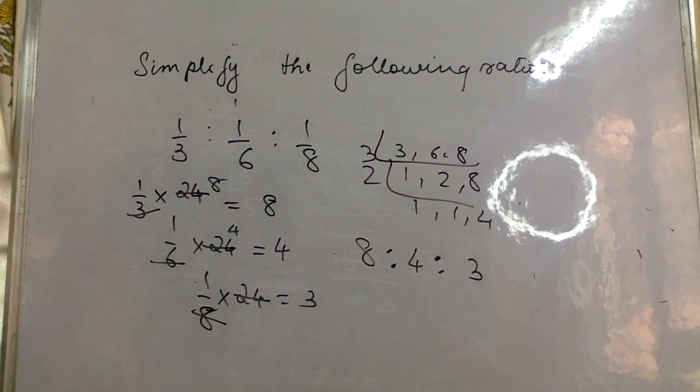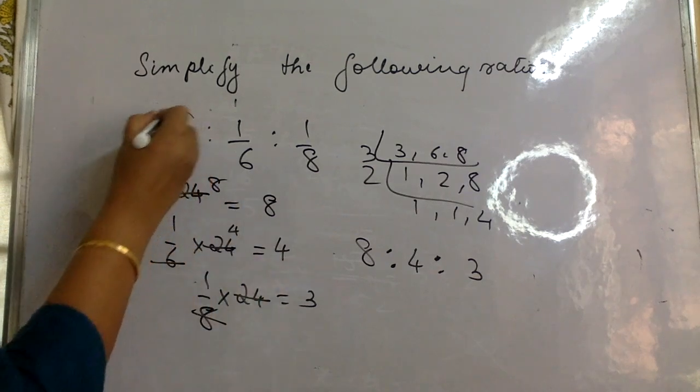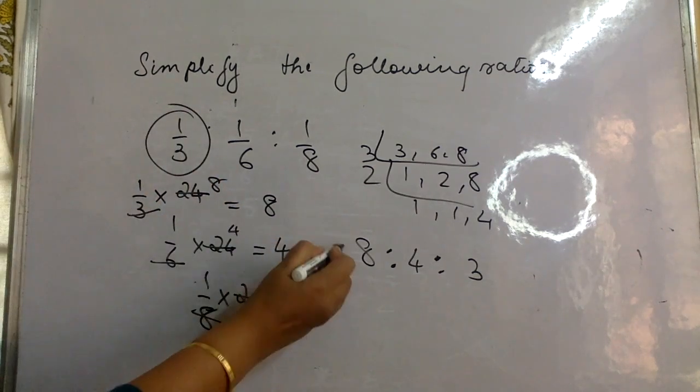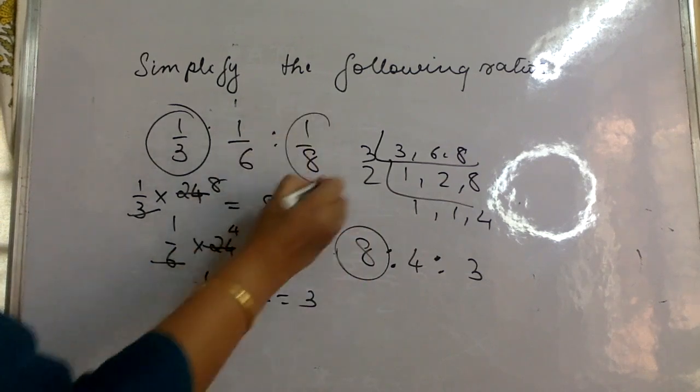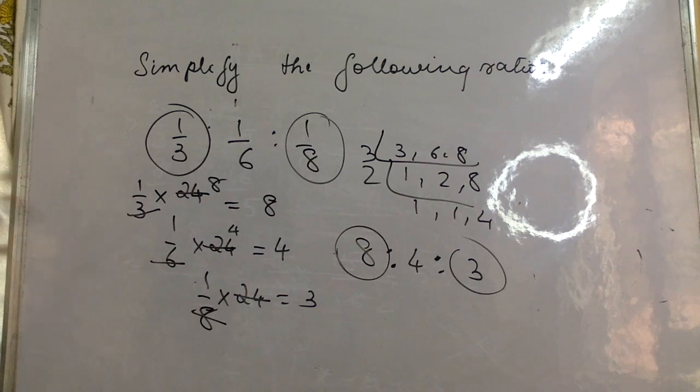Okay, note one thing, that 1/3 was the biggest fraction. Okay, you have to keep watching this. 1/3 was the biggest fraction, so we got the biggest ratio here. This was the smallest fraction and we got the smallest ratio here. That is just a quick check from your side.